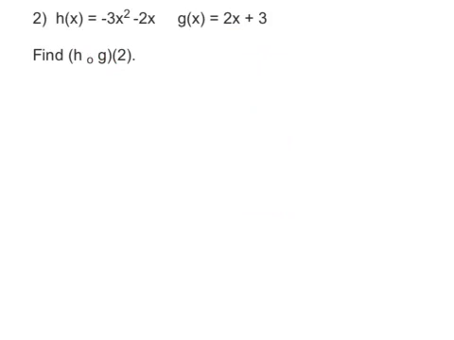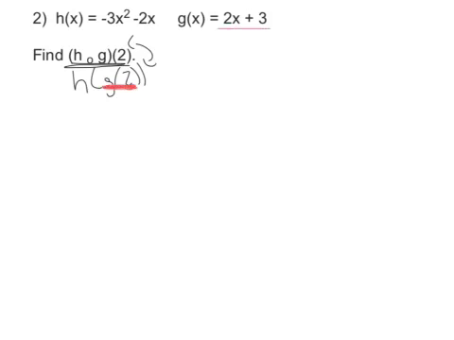Okay, let's try another example. So example 2, we have h of x equals negative 3x squared minus 2x, and g of x equals 2x plus 3. So we have find h of g of 2. Now remember, this is just a different notation, so this notation here is the same thing as if you had the parentheses. So these mean the exact same thing. So you're going to start with the number, which is 2, and right beside it you have a g. So that means we're going to start with g of 2.